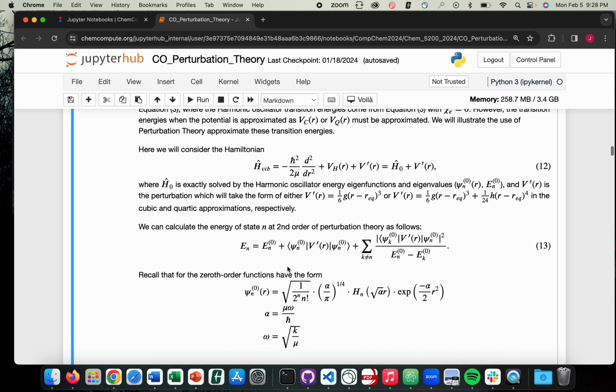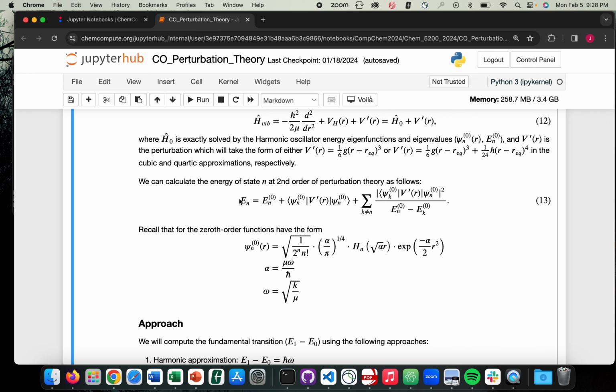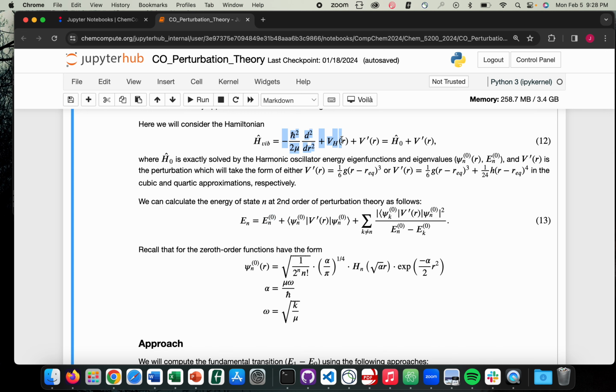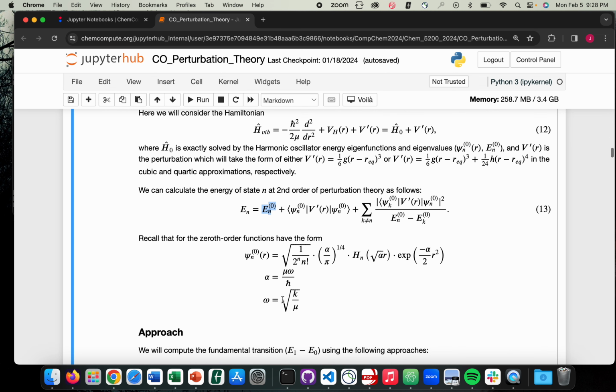Okay, and that being said, I can set up an expression for my energy, where my energy up to 2nd order is given by the 0th order energy plus the 1st order correction plus the 2nd order correction. And if I define my 0th order Hamiltonian to be the harmonic oscillator Hamiltonian, then the 0th order energy is just going to be the harmonic oscillator energy, which goes like h bar omega times n plus 1/2.